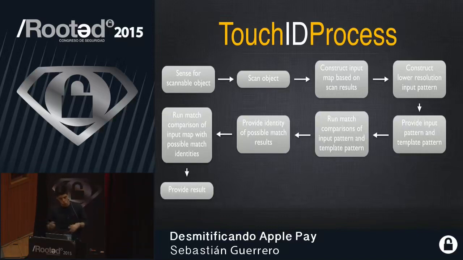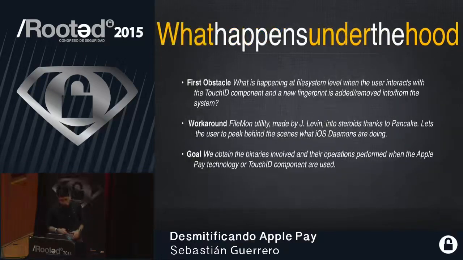So it scans for scannable objects, scans objects, constructs an input map based on scan results, constructs a lower resolution input pattern, then runs a match comparison of the input map with possible match identities. So these are the results. You can access the application or make the payment.